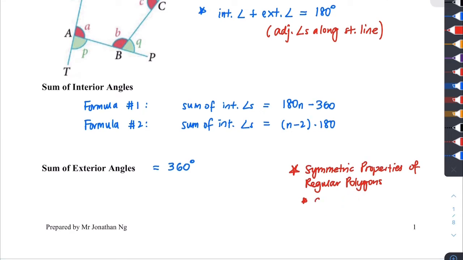Okay, maybe all sides equal. Okay, then we have all the interior and exterior angles equal. Angles are plural, equal. Okay, and last but not least, if you can find the center, you can be chopped up to identical triangles.